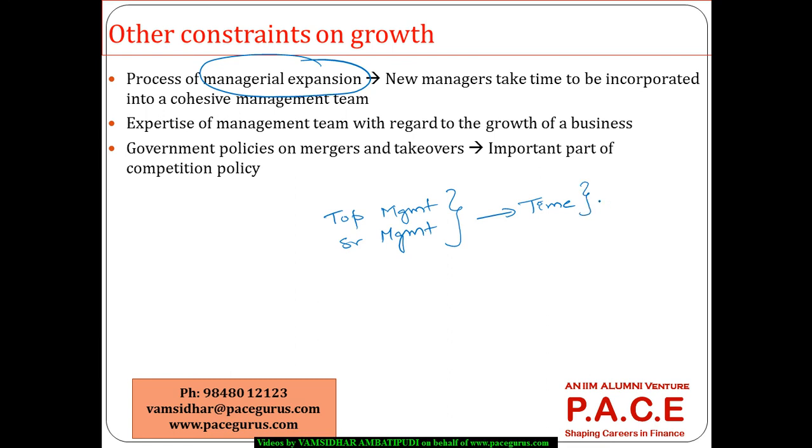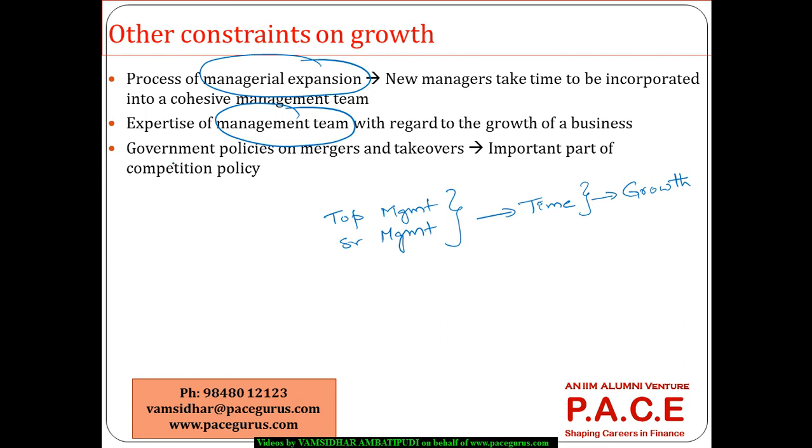So in that case, obviously we see that there is a constraint on the growth that can come up, and it depends on how much experience and expertise the management team really has with respect to growing the business. See, running a business smoothly is different from growing the business. A lot of aggressive, calculated risk based decisions really need to be taken.